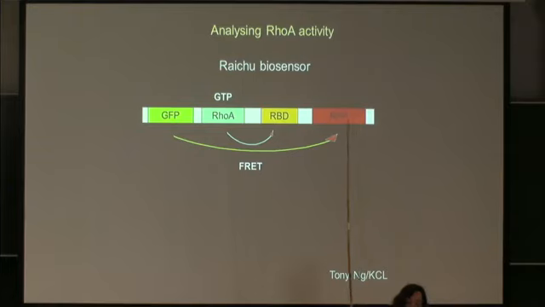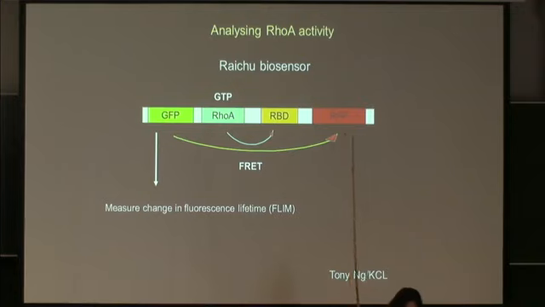So you can detect when this molecule is bent and Rho A is active by looking at the difference in fluorescence. We actually measure this by looking at a change in the fluorescence lifetime, because once this is closer to this, it has a shorter fluorescence lifetime. So it actually changes the lifetime of the fluorescence.